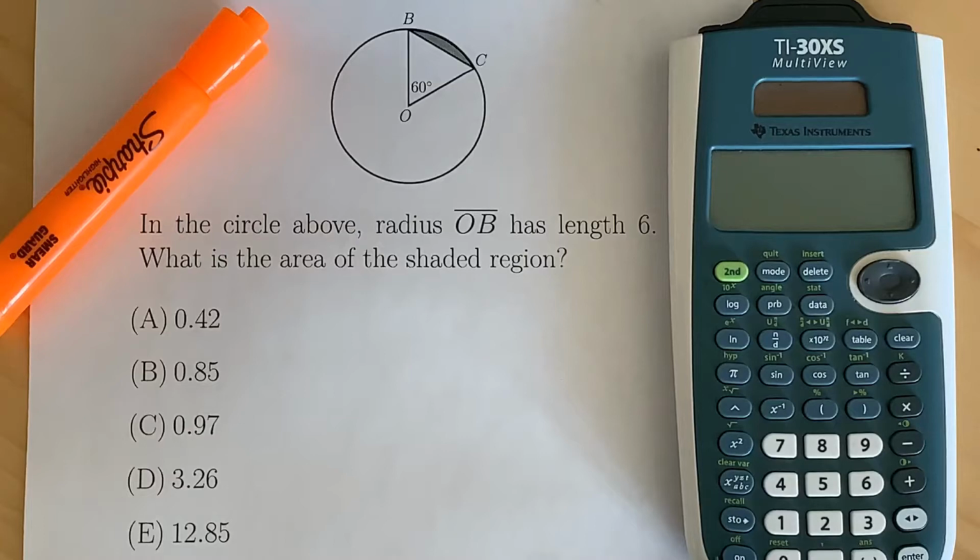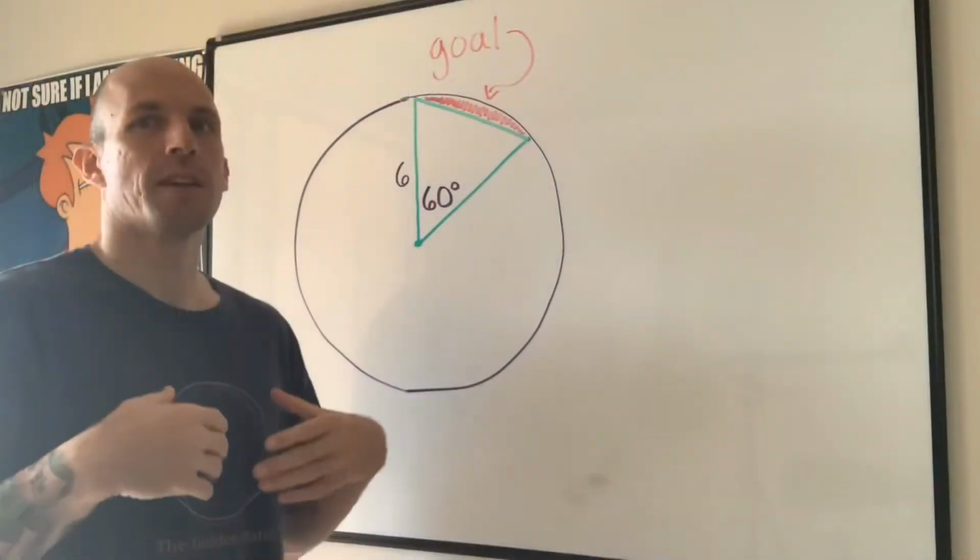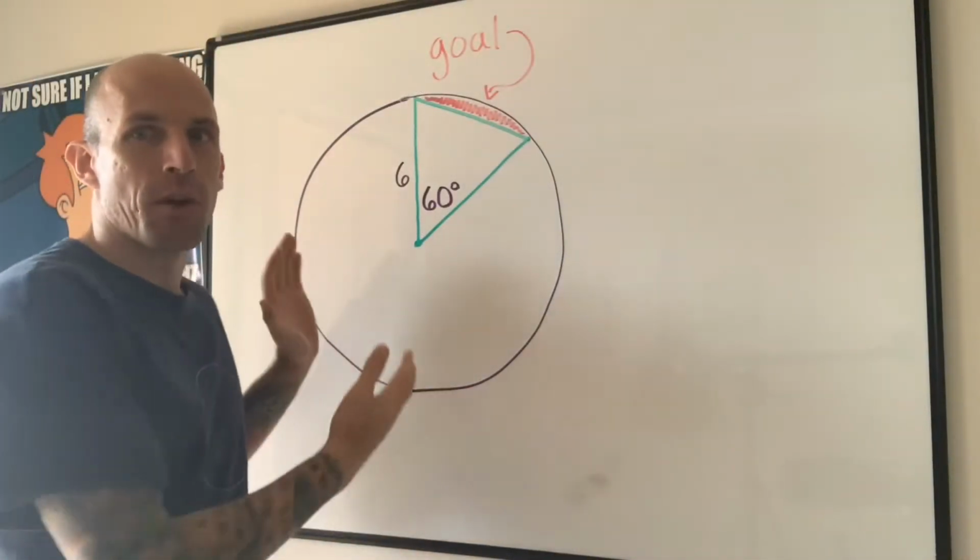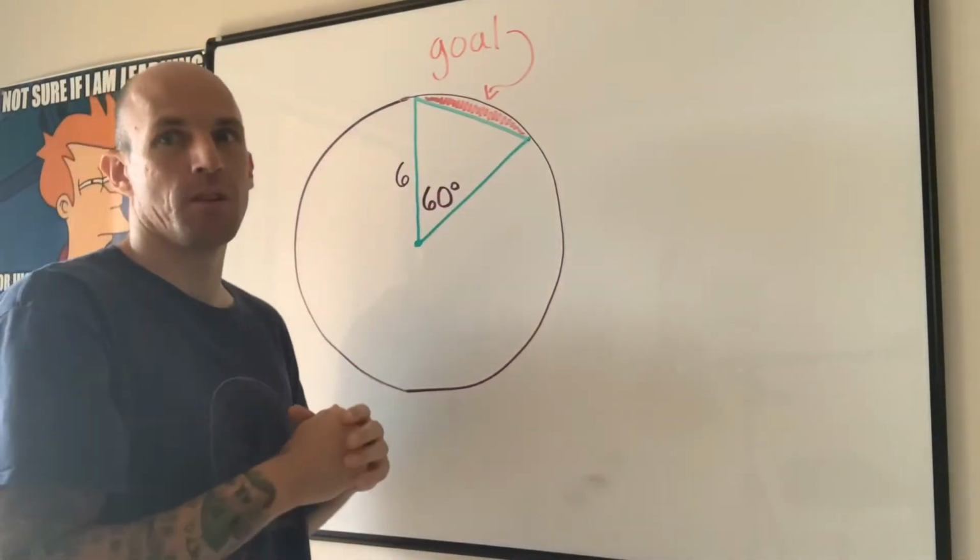Today we have another geometry problem focusing on area. In the circle above, radius OB has length 6. What is the area of the shaded region? Problems like this are great because everything we need is right here in our picture.